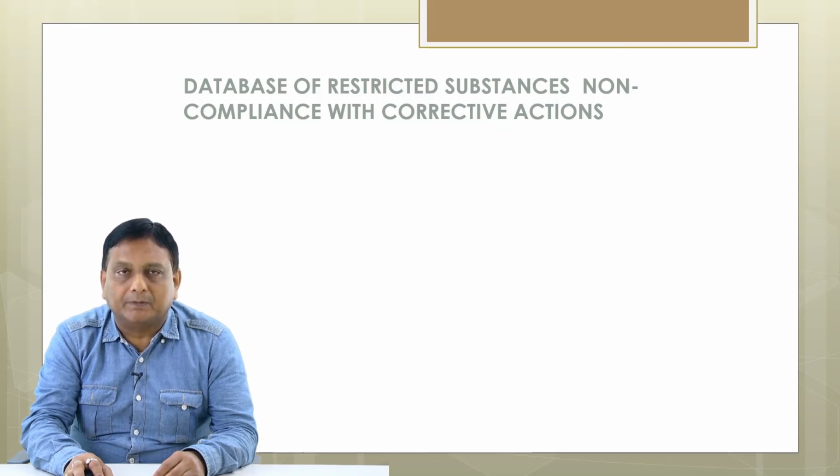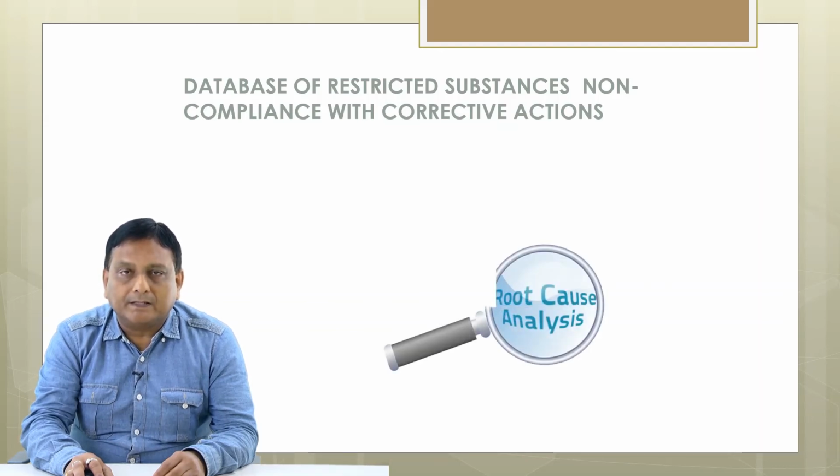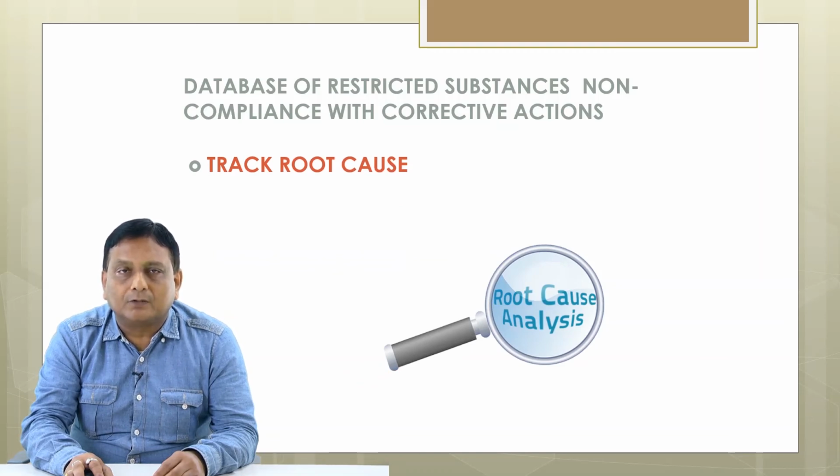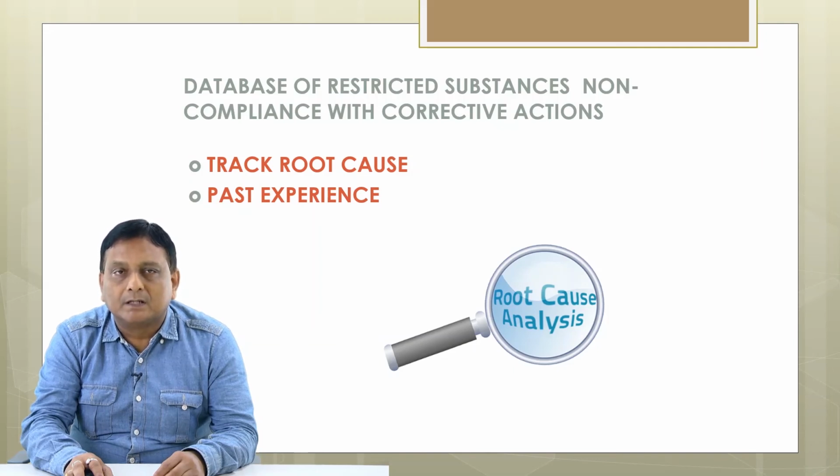After testing, there must be a proper database of restricted substances, and with this database only can one take corrective action against the non-compliance found. That is the root cause analysis, and we have to track the root cause. We also have to see past experience, when these chemicals were used in the garment, what the test results were, and what chemicals were used in these processes. Those things are to be eliminated in this particular testing plan or restricted substances testing.